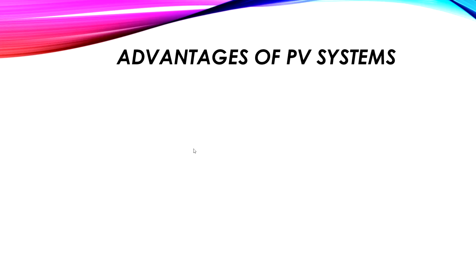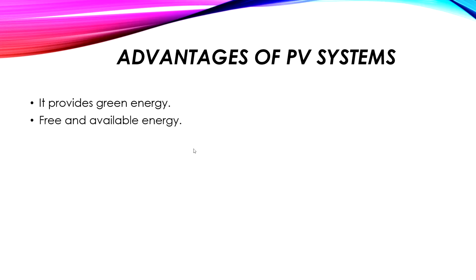So what are the advantages of the PV systems? Number one, it provides green energy. This energy is from nature, and it is a clean energy with nearly zero pollution. It is free and available energy. This energy is taken from our sun.